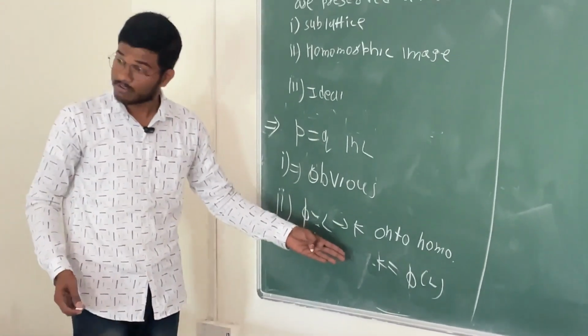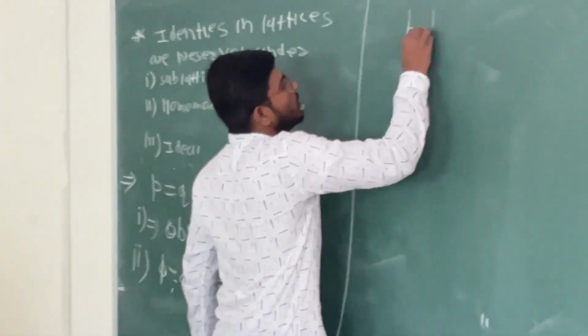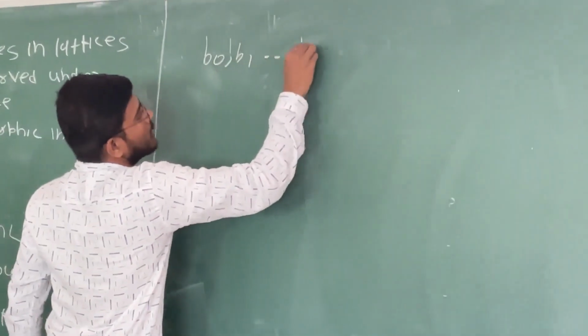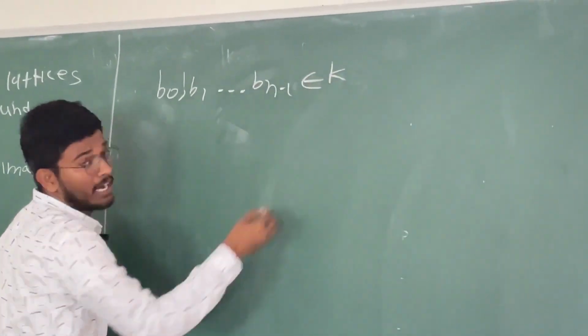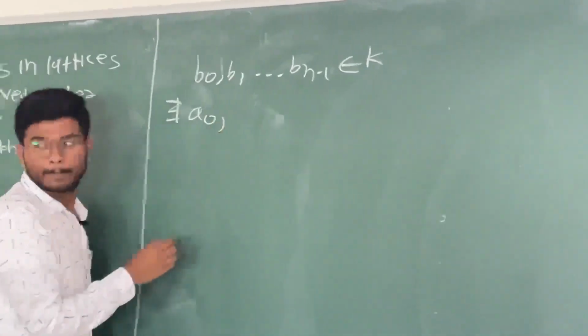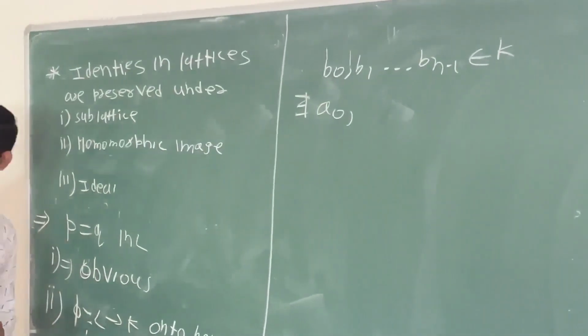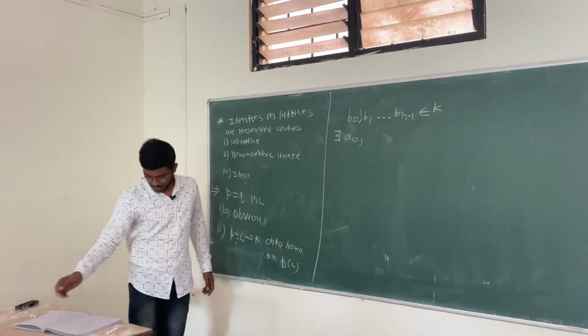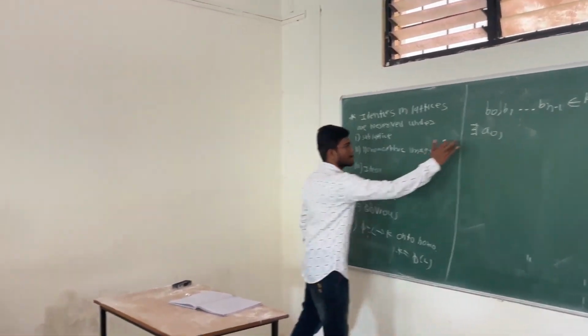Let us take some points from K. Let us say B0, B1 up to Bn minus 1 belonging to K. So as this is onto homomorphism, there exists... One second, go slow. Why are we taking points from K? Because we want to show that identity holds in K. So take any n elements, and prove that whatever P is equal to Q also holds in K. That means P of Bi's is equal to Q of Bi's. Is this clear?